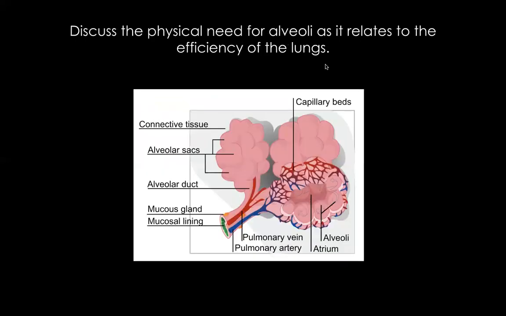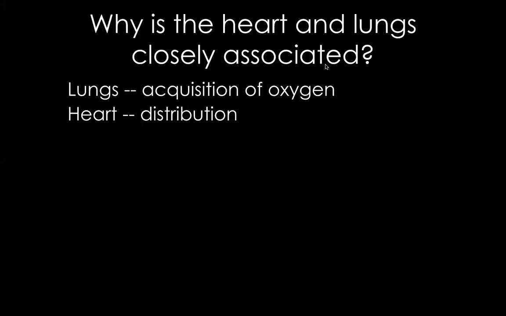Discuss the physical need for alveoli as it relates to the efficiency of the lungs. So again, the alveoli maximizes the surface area present in the lungs that absorbs oxygen and releases carbon dioxide. So this makes sure that maximum oxygenation is achieved when it comes to the blood that passes through the lungs.